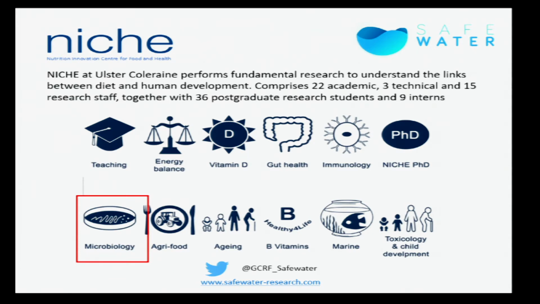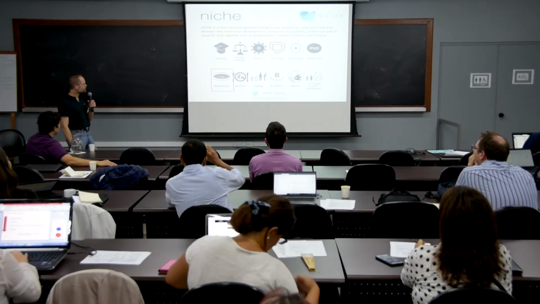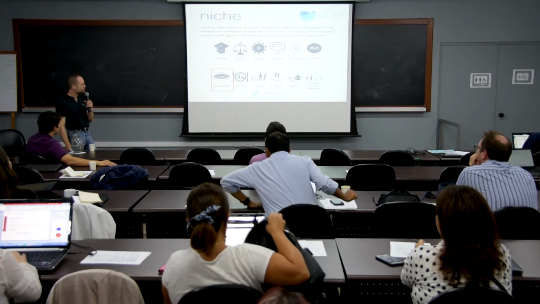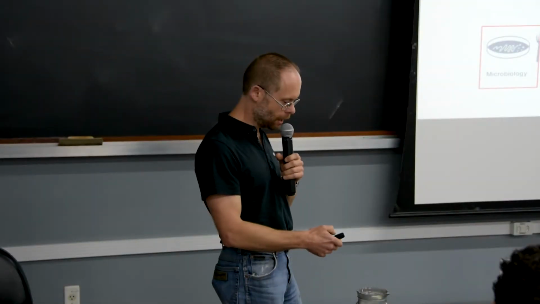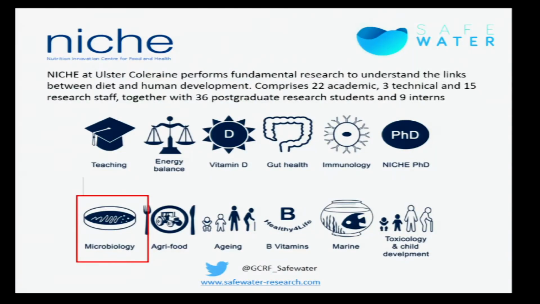So you can see here that niche comprises a variety of different disciplines. We have our teaching and our PhD students, obviously, but we also do research into vitamin D, gut health, aging, child development, agri-food, and in the bottom left-hand corner, we have microbiology as well. And we like to think that we make a valuable contribution to a lot of these other niche research areas, certainly in terms of primarily gut health and maybe immunology and stuff like that as well. Certainly aging and agri-food fall in there.